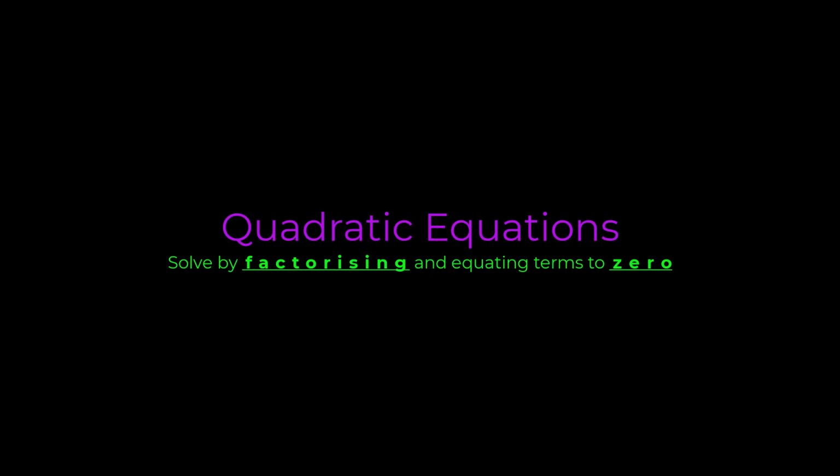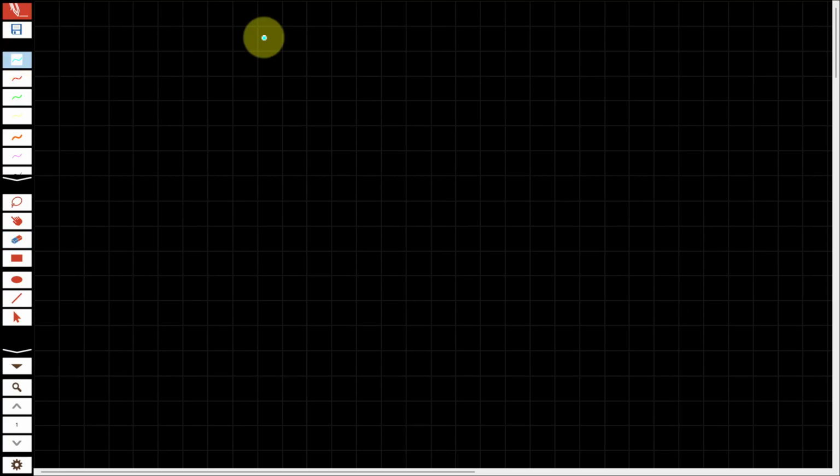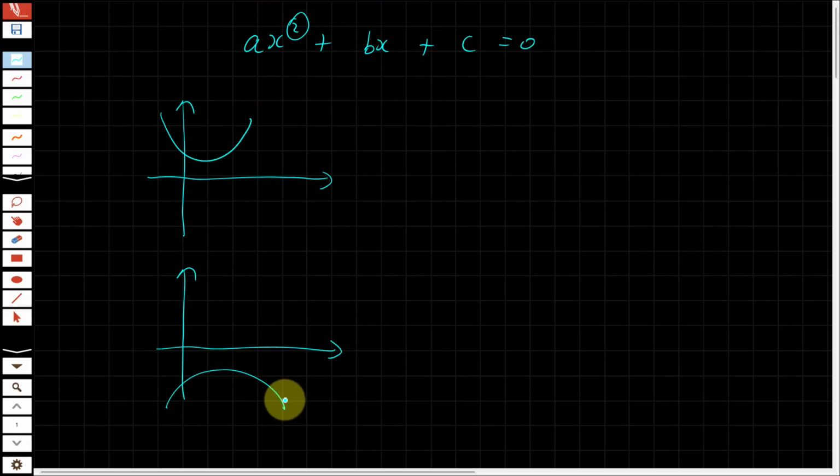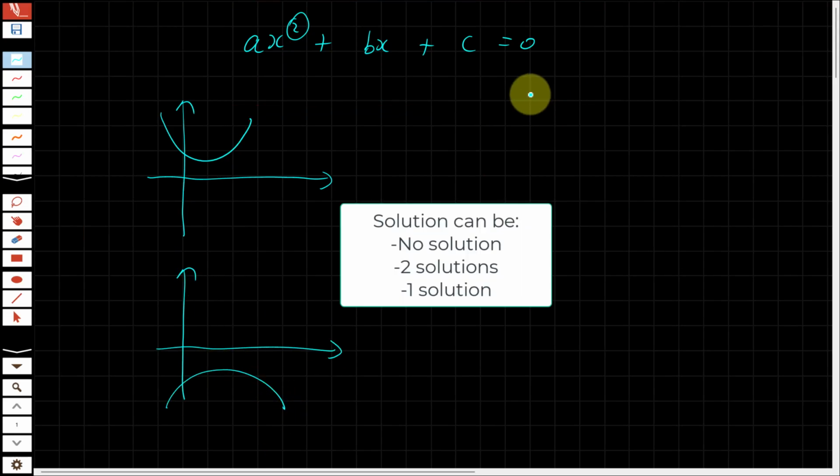In this video we're going to be looking at solving quadratic equations by factorising and equating the terms to zero. A quadratic equation is an equation where the highest term variable is squared, or power of 2. And a solution to a quadratic equation can be no solutions, one solution, or two solutions.